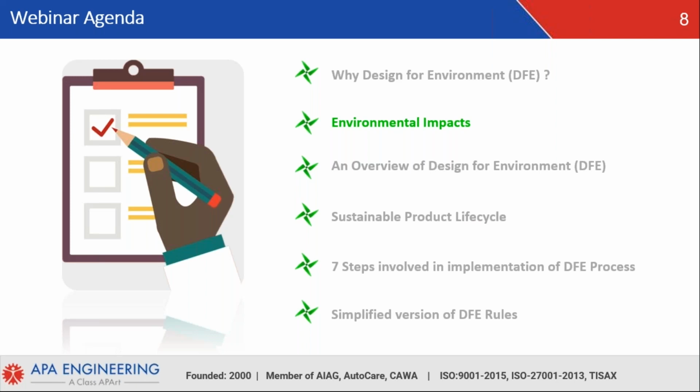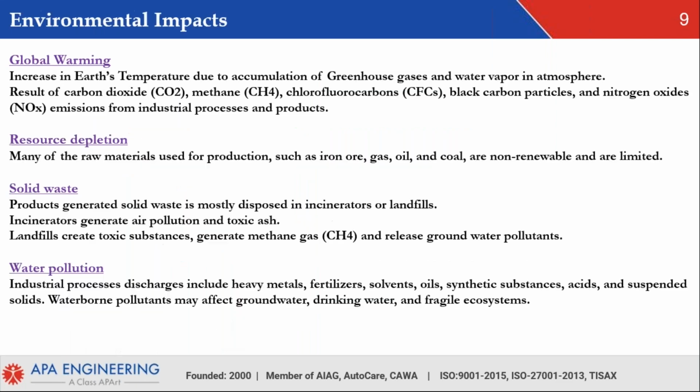Let's talk about these implications, or we could call them environmental impacts. There may be numerous environmental effects over the course of a product's life cycle. The list that follows explains some of the environmental effects. Global warming. According to scientific data and models, the Earth's temperature is progressively rising as a result of the buildup of greenhouse gases and water vapor in the upper atmosphere. Emissions of carbon dioxide, methane, chlorofluorocarbons, black carbon particles, and nitrogen oxides from industrial processes and products appear to be hastening this effect.